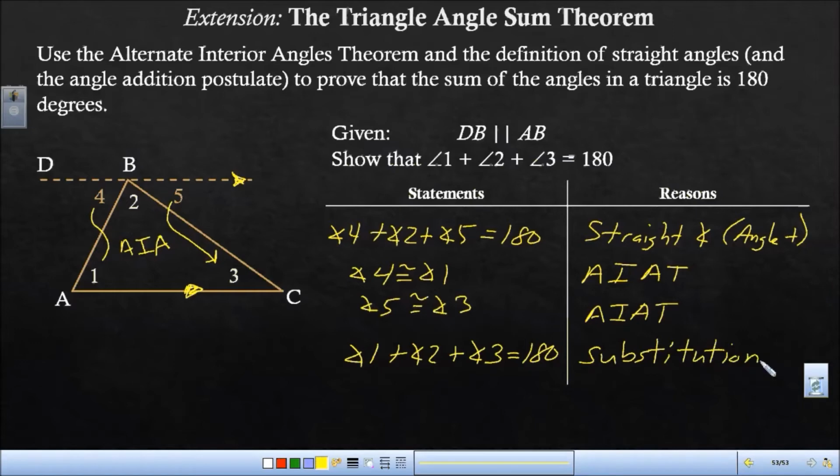Alright, that's it. This theorem is awesome. You must know this one. I'm going to put this on your Unit 5 test, and I'm going to put it on your Unit 6 test, and I'm going to put it on your final exam. You need to know this theorem. It's important, and it's one of the best uses of the parallel transversal theorems that we have, other than like the parallelogram proofs, and we're going to look at a couple of those here in another day.